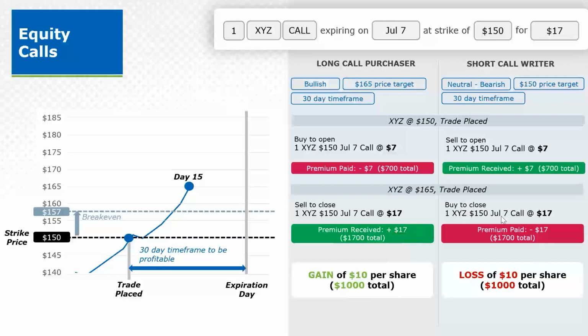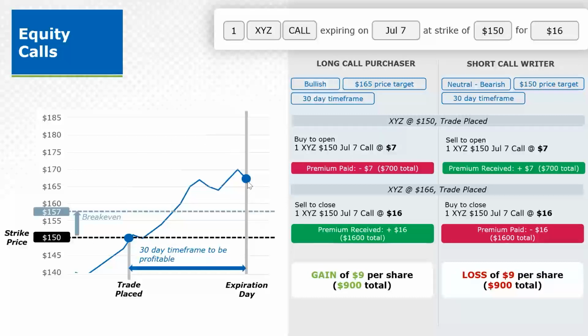As opposed to the short call writer here, they received $7. They therefore had to pay $17 to buy to close this position. And you normally see short call or short put writers actually buy to close at around day 15 to avoid assignment. So in this case, they pay $17 to buy to close, and therefore experience a loss of $10 a share, or $1,000 in total. So clearly, the long call purchaser benefited from this bullish move in the underlying security.